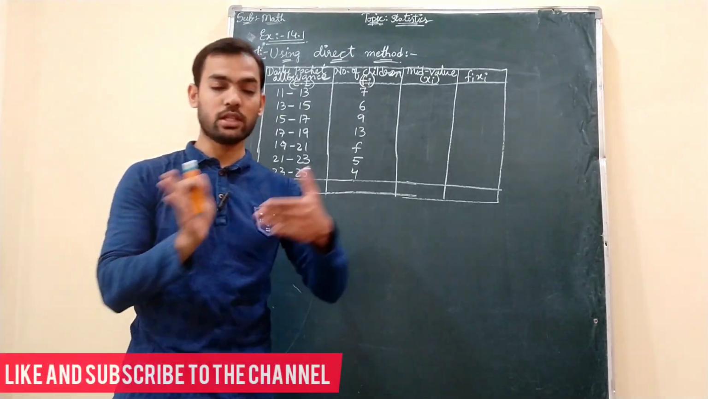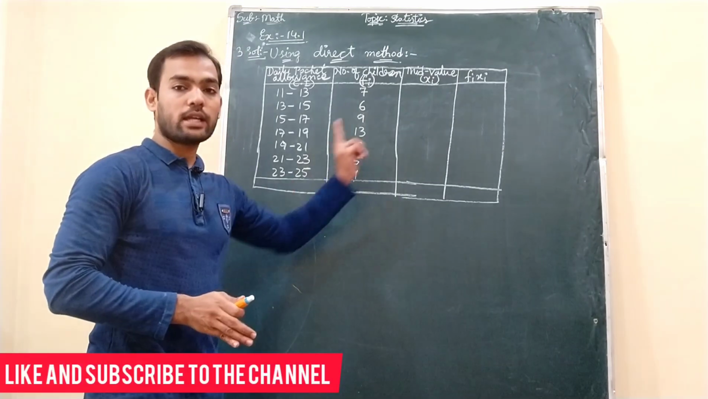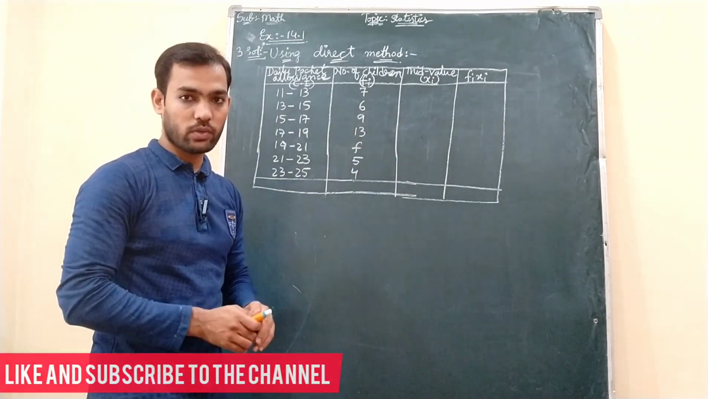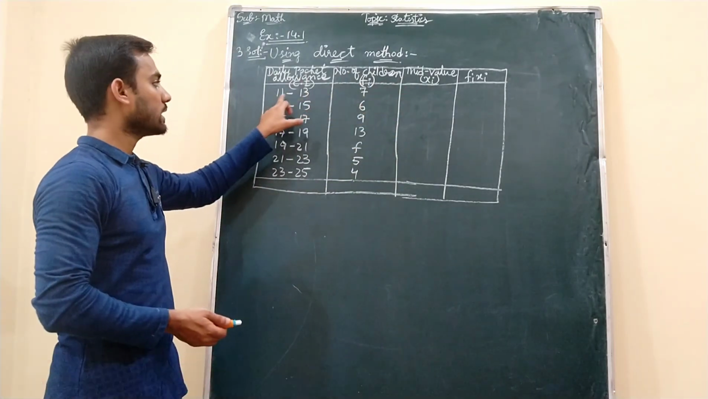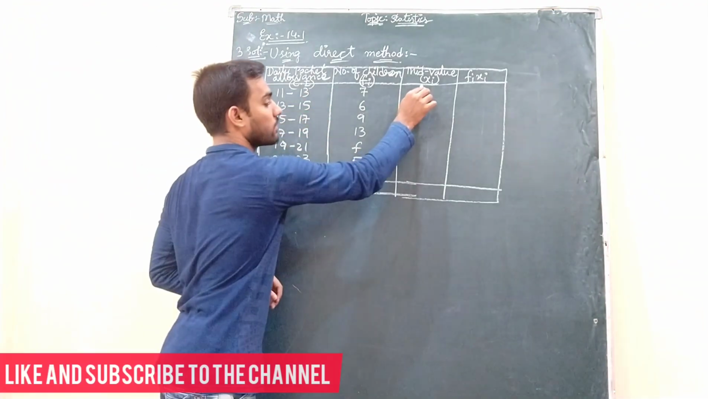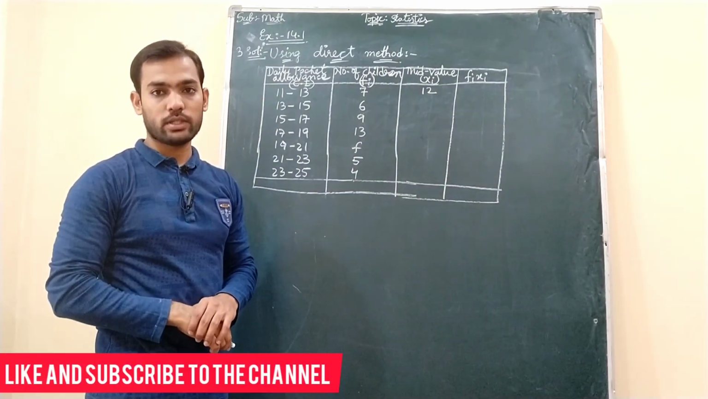The first two will be from the question. The third one will be the mid value, that we will prepare using the class interval, and the last one, Fi Xi, will be the product of Fi values and Xi values, whatever we will get. Okay, so how to calculate mid values? As you all know, 11 plus 13 is 24, divided by 2 you will get 12. 24 by 2 is 12.